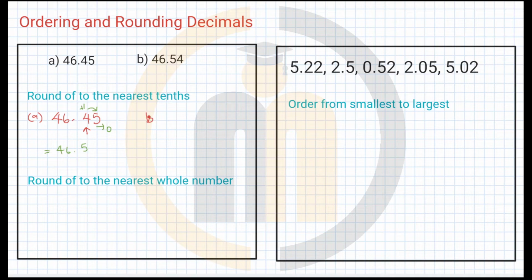Now if we look at B, we have 46.54. Again, to the nearest tenth, so let's use tenths here. We have 5. We look at the number to the right, and it's less than 5, so we just turn all the numbers after it to 0, and this will be 46.5 as well. Now in the next question it says round off to the nearest whole number. What that means is, from before, I've explained that any number after the point becomes decimal.